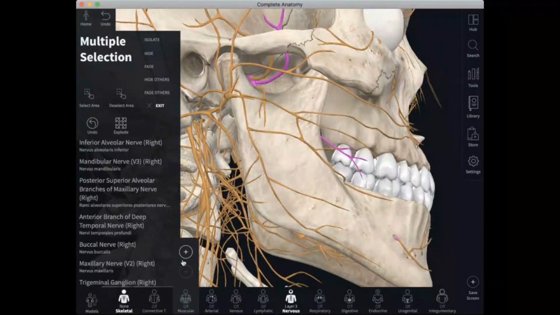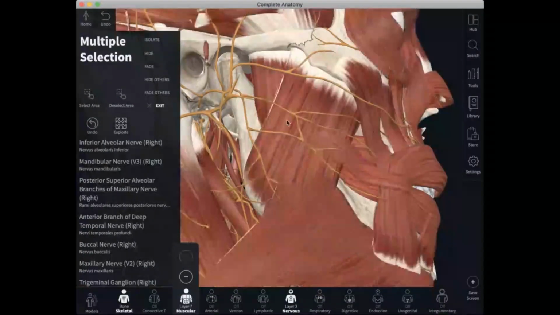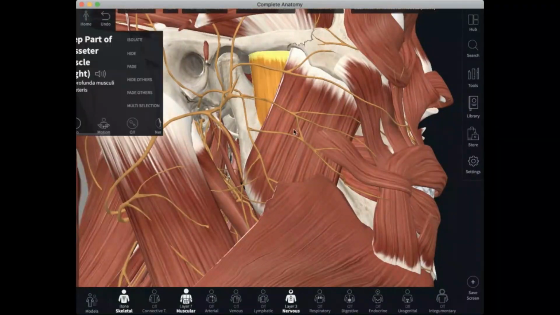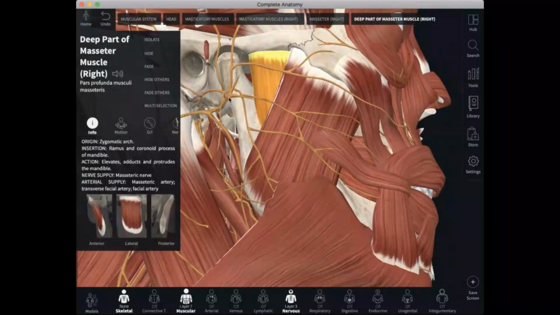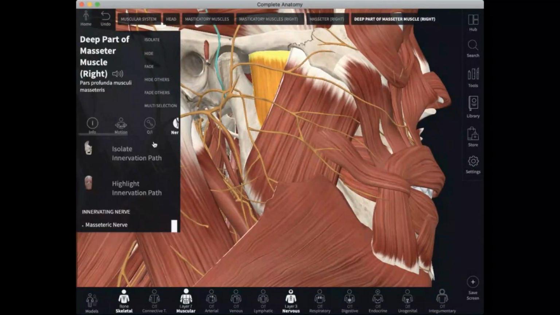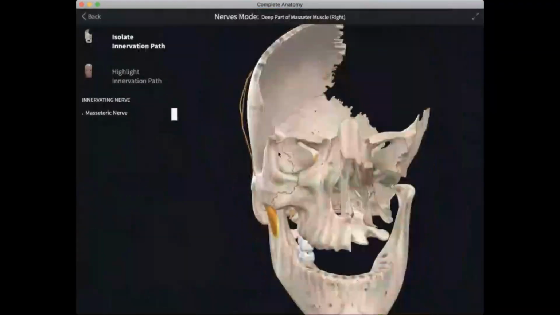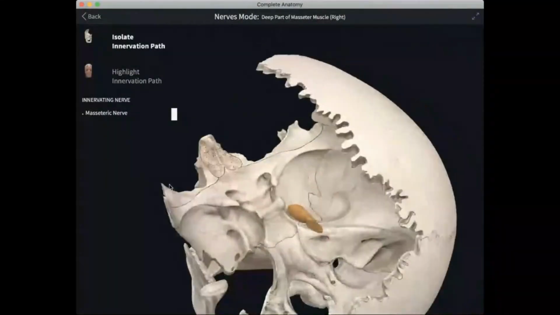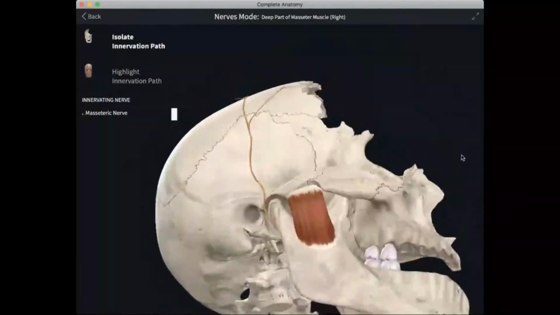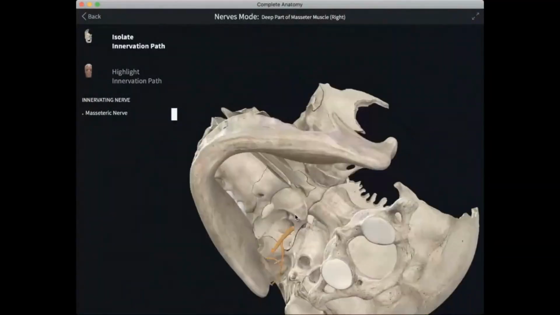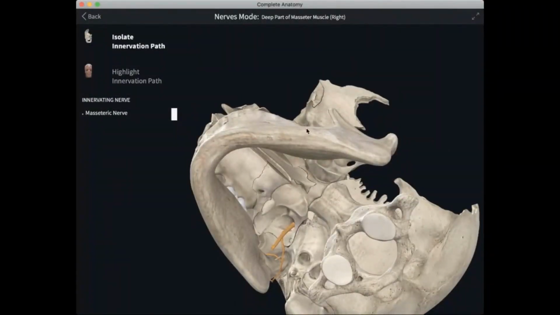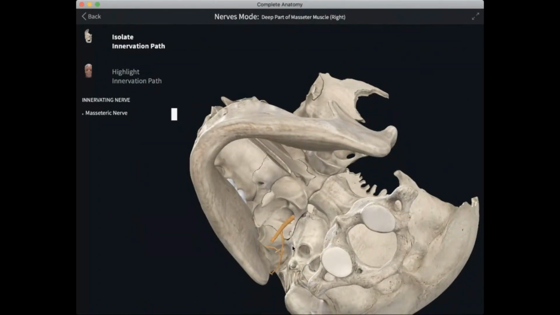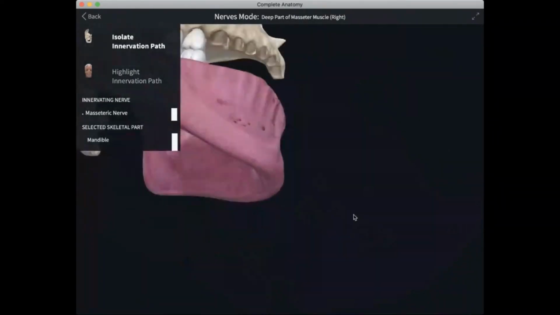If you look at the muscles here, this is the masseter muscle. If you look at the nerve supply, the masseter muscle is supplied by this. See, this is the trigeminal nerve, and the masseter muscle is supplied by the branch of this trigeminal nerve here.